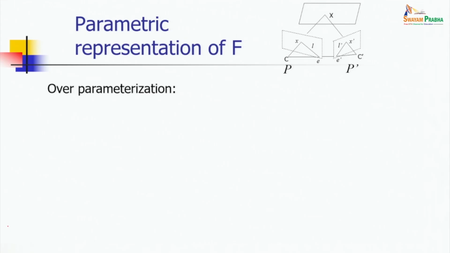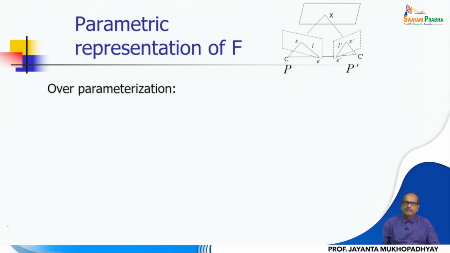Welcome to the subject Advanced Digital Image Processing and Computer Vision. We are discussing stereo geometry, and in the last lecture we discussed one of its characteristic entities, which is called the fundamental matrix, how it could be estimated and what its properties are. So today we will continue this discussion.